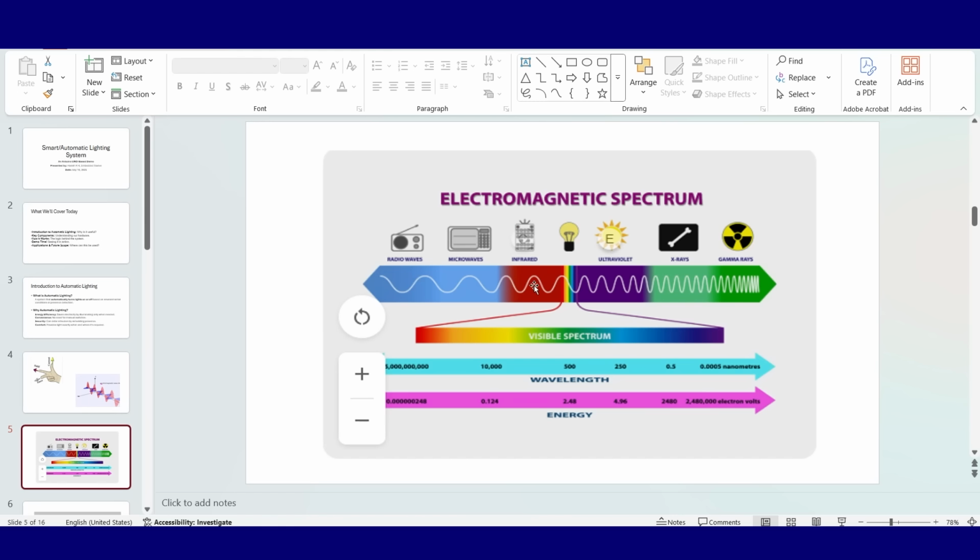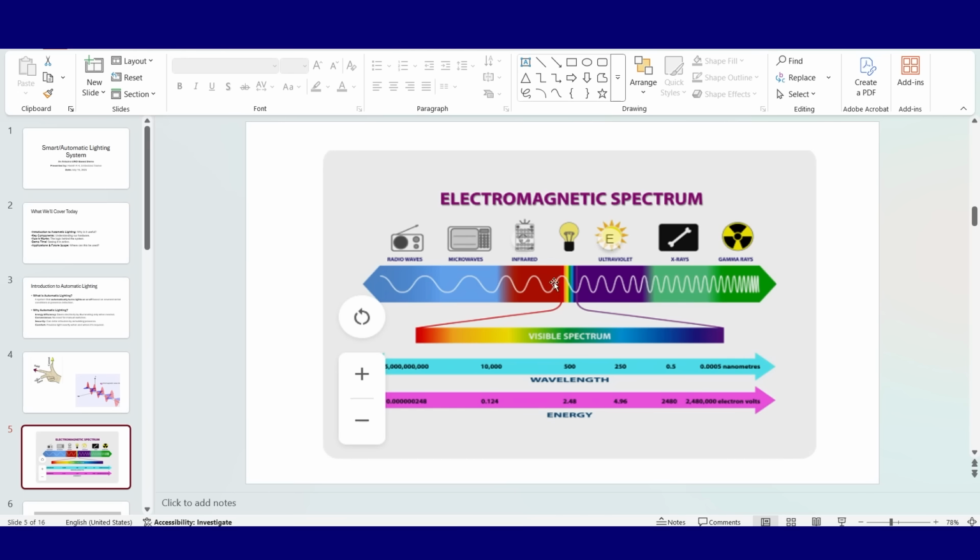And when it comes to infrared waves, slowly the frequency starts increasing, so slowly our wavelength starts decreasing. As you know, f is equal to v by lambda, or lambda is equal to v by f. So as the frequency starts increasing, the wavelength, being inversely proportional, starts decreasing. If the wavelength starts increasing, the frequency starts decreasing.